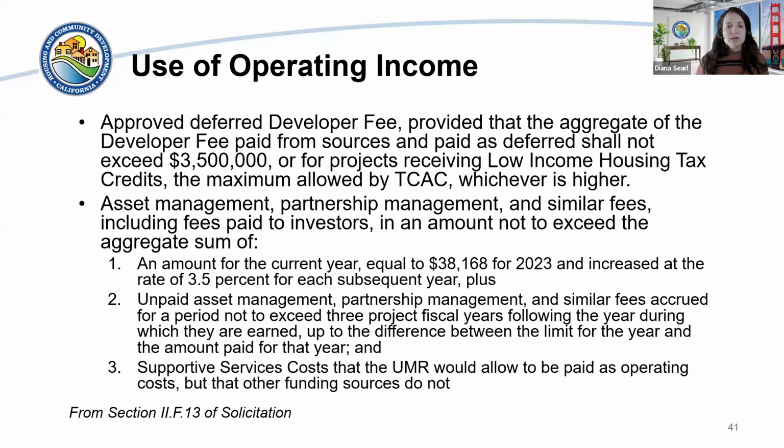Operating income can also be used for asset management, partnership management, and similar fees, including fees paid to investors, in an amount not to exceed the aggregate sum of the amount for the current year equal to $38,168 for the year 2023 and increased at a rate of 3.5% for each subsequent year, plus unpaid asset management, partnership management, and similar fees accrued for a period not to exceed 3 project fiscal years following the year during which they are earned, up to the difference between the limit for the year and the amount paid for that year, and supportive service costs that the UMR would allow to be paid as part of operating costs, but the other funding sources do not allow to be paid.